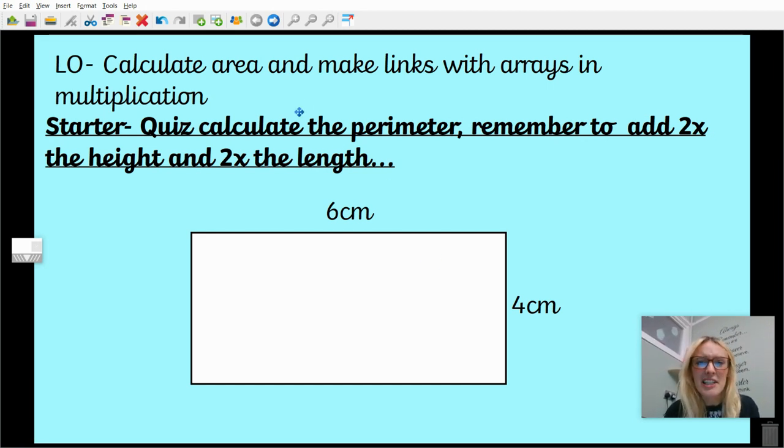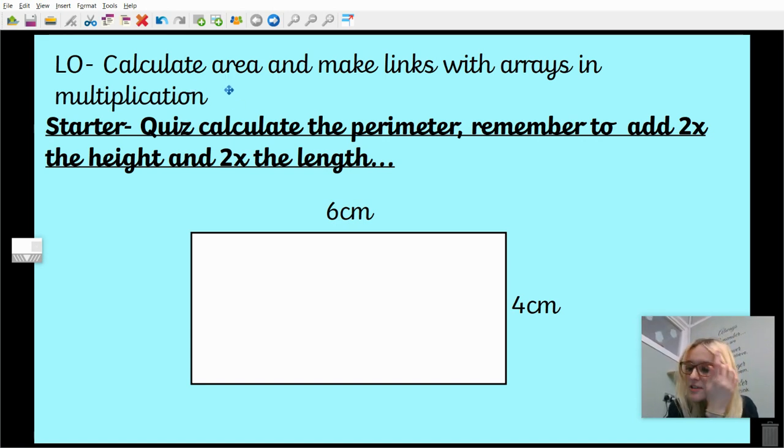So today we're going to do something very similar, but we're also going to make the link with multiplication, okay? Because you can find the area using multiplication. So you're going to be able to have the choice today, either to count squares or to use multiplication.